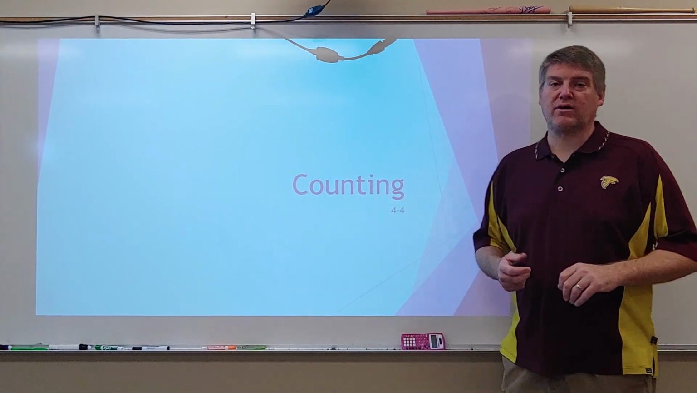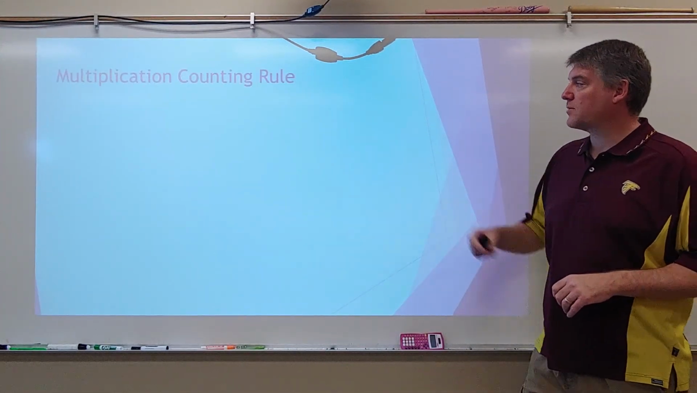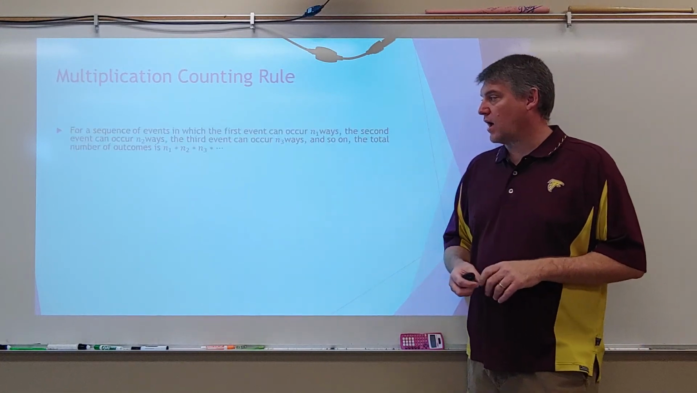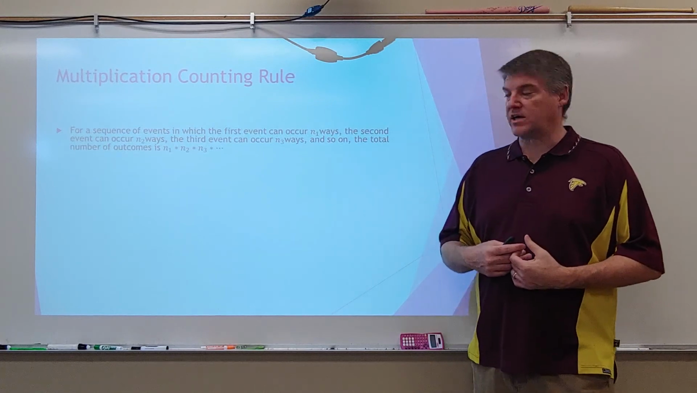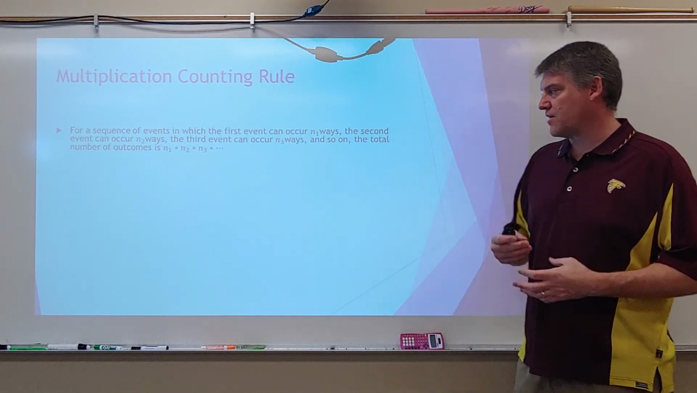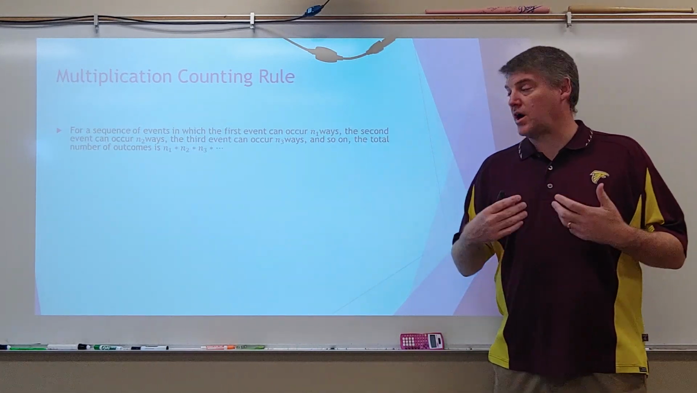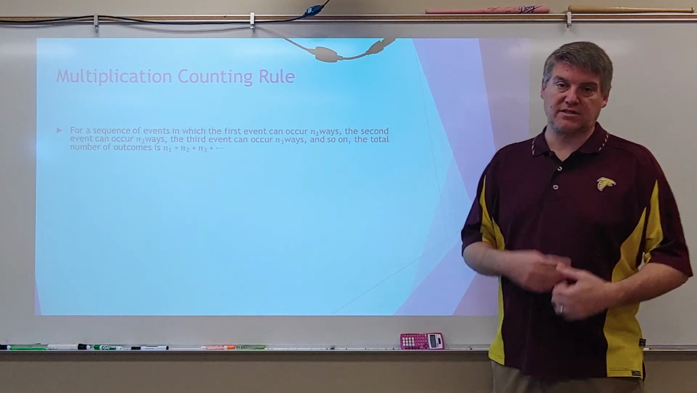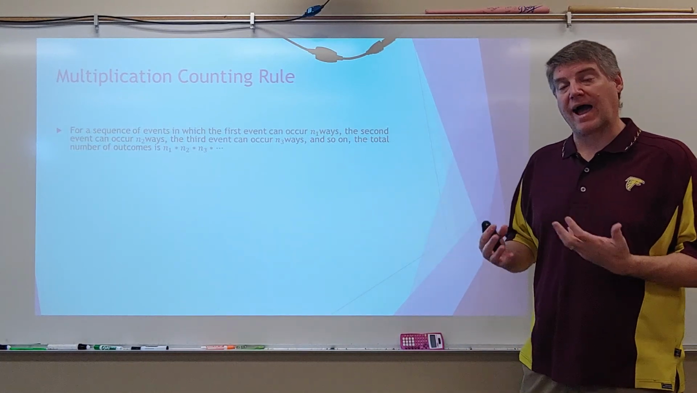All right, we're going to talk about counting and how to get those values. Multiplication counting rule. For a sequence of events in which the first event can occur in n sub 1 ways, the second event can occur in n sub 2 ways, the third event can occur in n sub 3 ways, and so on, the total number of outcomes is n sub 1 times n sub 2 times n sub 3 times ... however many you have.